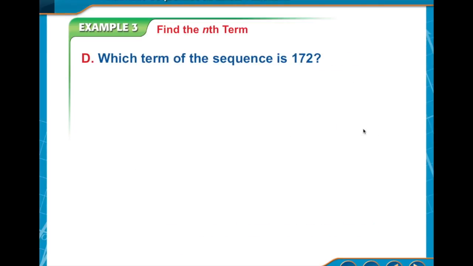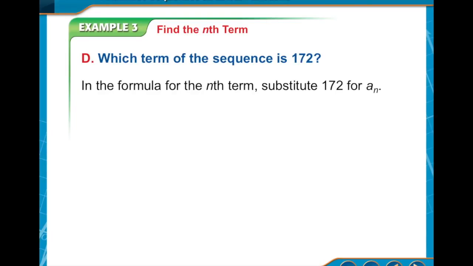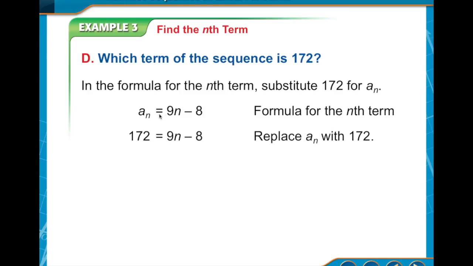Okay, 3D. Which term of the sequence is 172? In other words, let's use our formula. We'll plug in 172 for some number term, and then we'll find out what that some number is. So this is the equation we already had. We plug in a 172 for n, we get this. And now we need to find out what n is in this equation. In other words, what number term are we looking at with this 172?